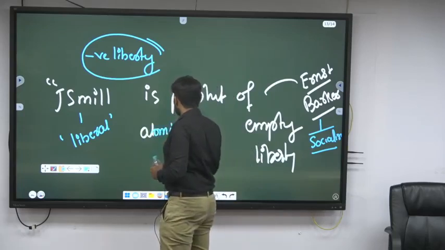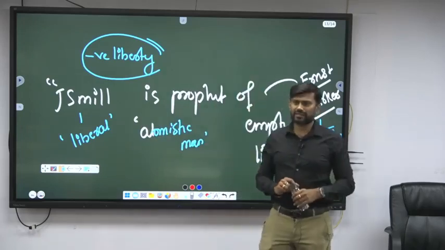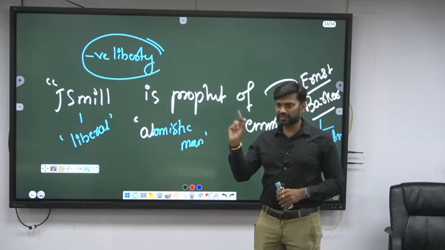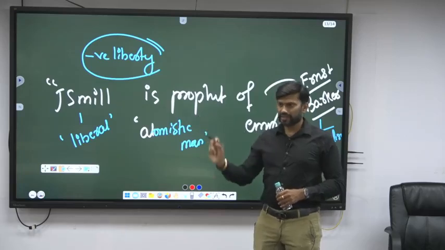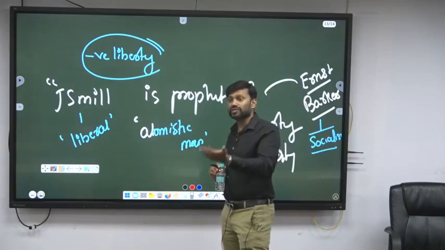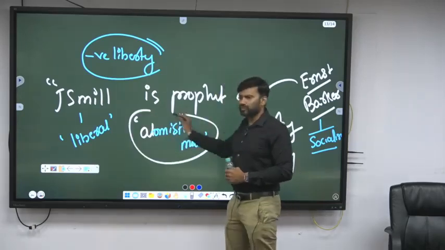Atomistic man. What do you mean by atomistic man? So the liberals always believe that society is comprised of atoms, where each individual is an individual atom. So every individual is for himself. The individual does not have any concern towards society. The individual is the maker of his own destiny, and that is what we mean by atomistic man.